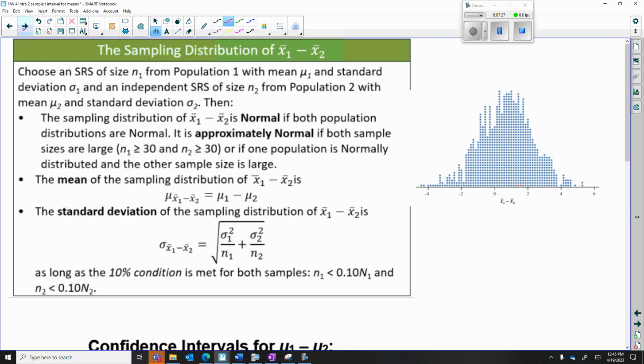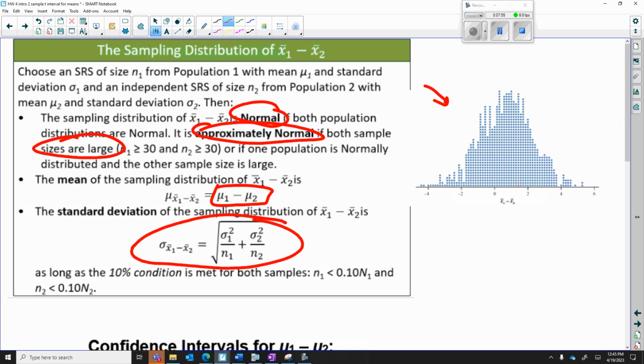Okay, so if you keep scrolling, you see here that it goes over those three things that I just mentioned. The shape is normal or approximately normal. Remember, for means, we use the central limit theorem. If the two sizes are large, greater than 30, then we can use the central limit theorem, which here is the shape that we just talked about. The mean is centered at the difference of the true means. And now we get into the standard deviation. So I want to show you where to find this formula, okay?